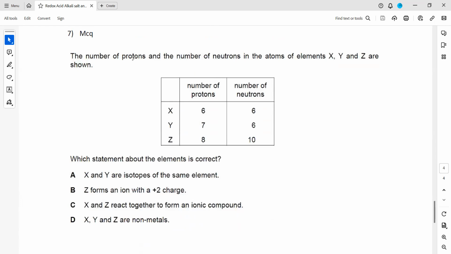In question 7, the number of protons and the number of neutrons in an atom of elements X, Y, and Z are shown. Number of protons for X is 6, neutrons are also 6; for Y it's 7 and 6; and Z 8 and 10. Which statement about the elements is correct? X and Y are isotopes of the same element. To be isotopes, they should have the same proton number but different neutron numbers. But they have the same neutrons but different protons, so they are not isotopes.